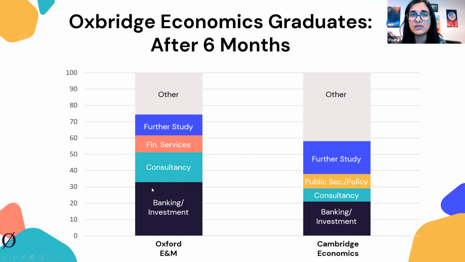Well, we can see that for Oxford, the banking component is a much higher proportion. I should say that the economics and management course is a lot smaller, probably about half the size of the Cambridge course in terms of number of spaces available. But looking purely at the proportions, more people tend to go into banking, investment and consultancy. And you can see here a higher proportion of people going to further study from Cambridge. Also, financial services is quite a big one for economics. Not to say that it isn't here, but it might be in the other. And a lot of people from Cambridge go into public sector or policy work as well.